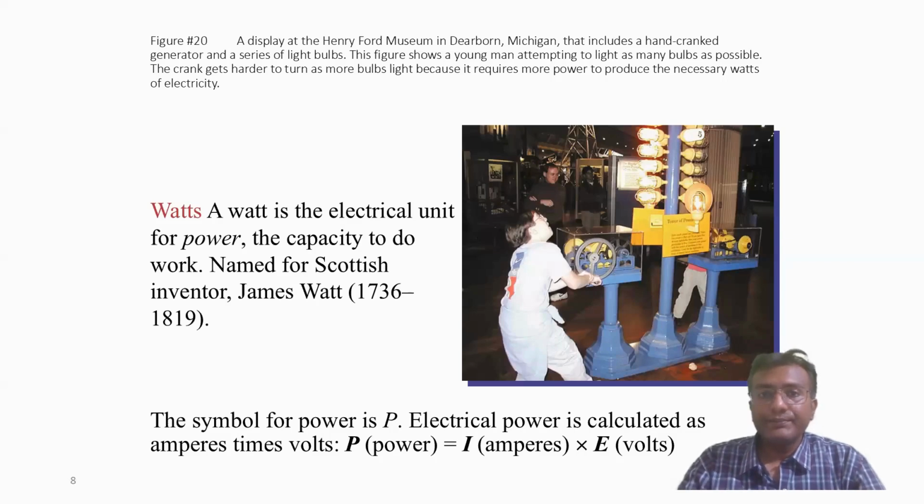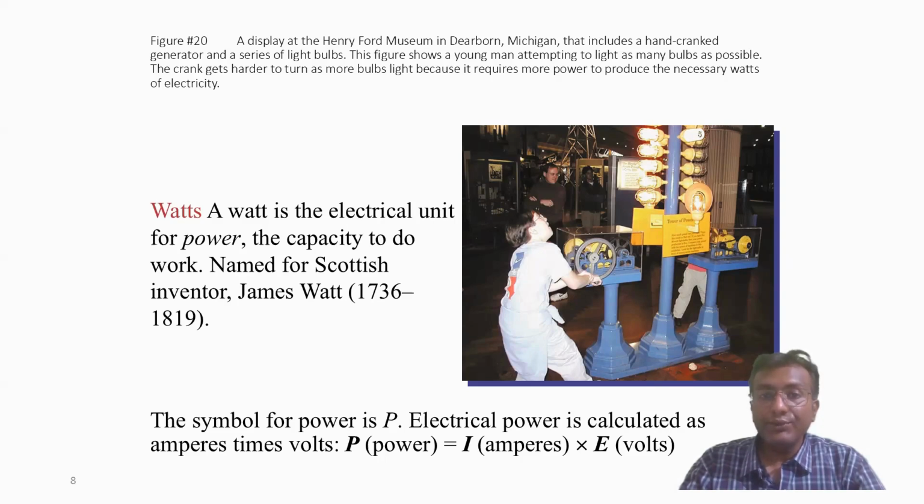Now watts. The symbol for power is capital P. Electrical power is calculated as amperes times volts. Power, capital P, is equal to current I multiplied by voltage, capital E. A watt is the electrical unit for power or the capacity to do work and is named after the Scottish inventor James Watt. He was from 1736 to 1819.